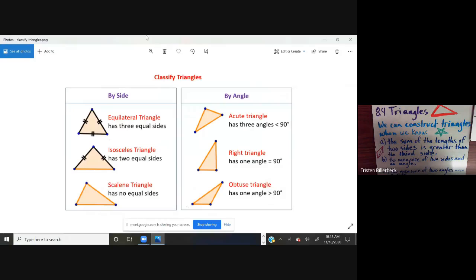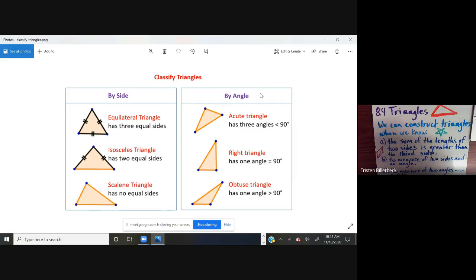All right, so when we're classifying triangles, we can classify the triangles by side. So we can have an equilateral triangle, which has three sides that are equal. So these little congruency ticks mean that they're the same length. If I have an isosceles triangle, it has two equal sides, which means I only have two sides that are marked with congruency ticks. And we have scalene triangles that have no sides that are equal.